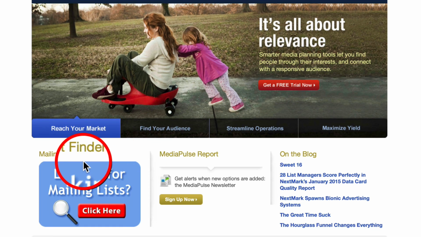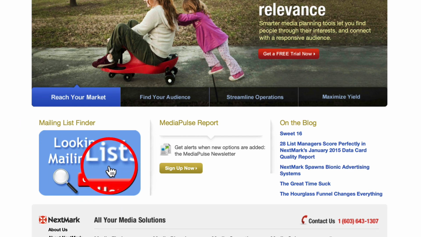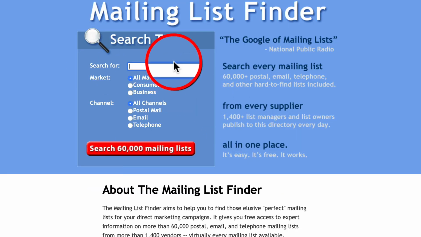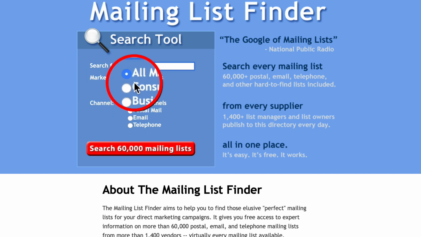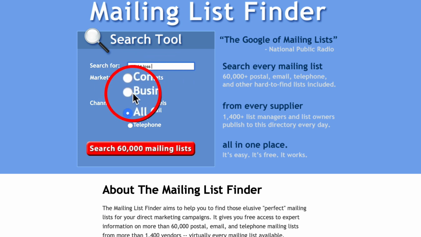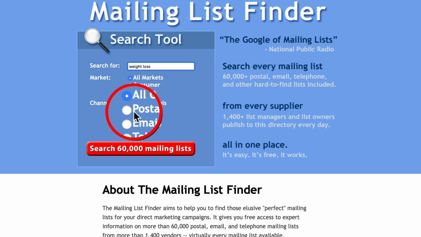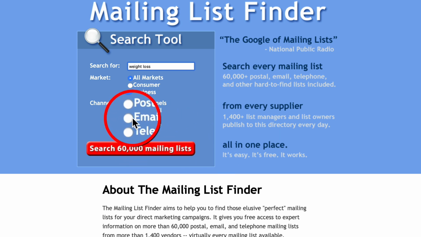So on the left-hand side, we have this mailing list finder. Click that button there. It's going to take you to a search form. So if we put in 1 or 2 focus keywords here, so perhaps you're in weight loss, so it could be weight loss market. So choose which type of market you want to work with. So do you want to connect with all markets? Do you want to connect with consumers or B2B? Then choose your channel. Do you want to access all channels, just postal mail, email, or telephone? Now, because we're going to promote affiliate links, I'm going to go with email.